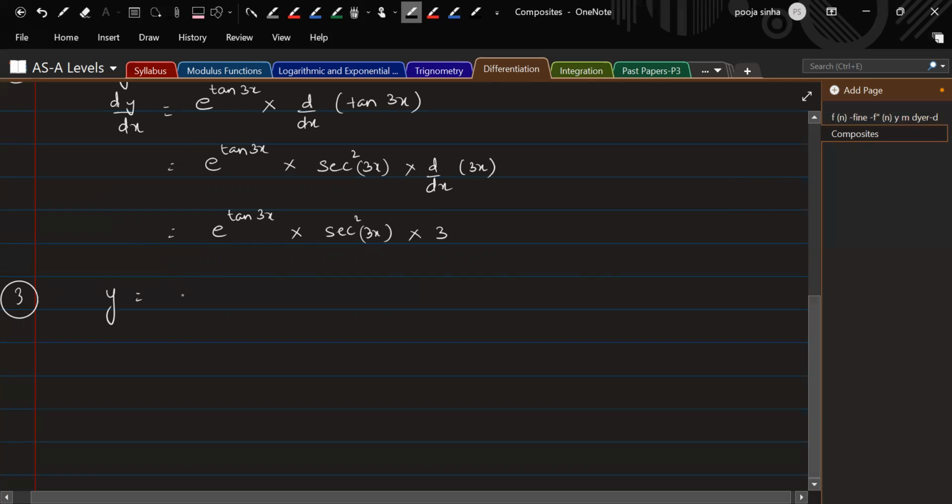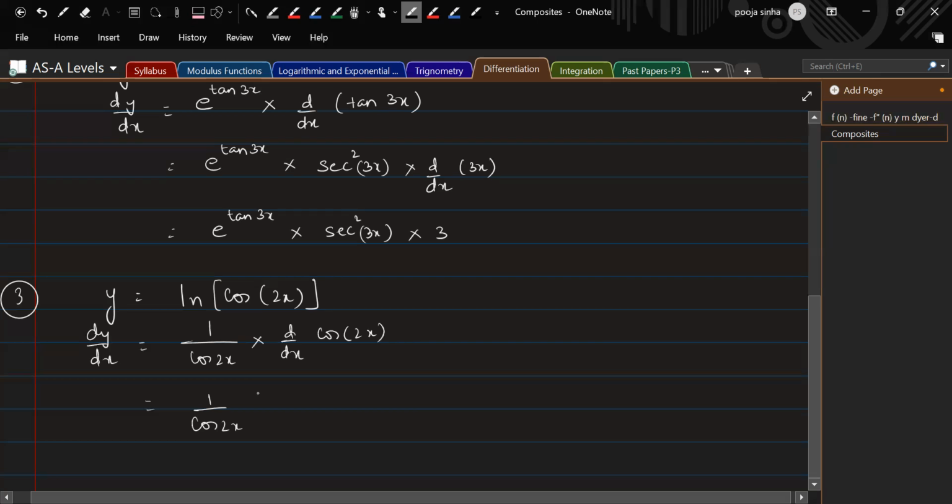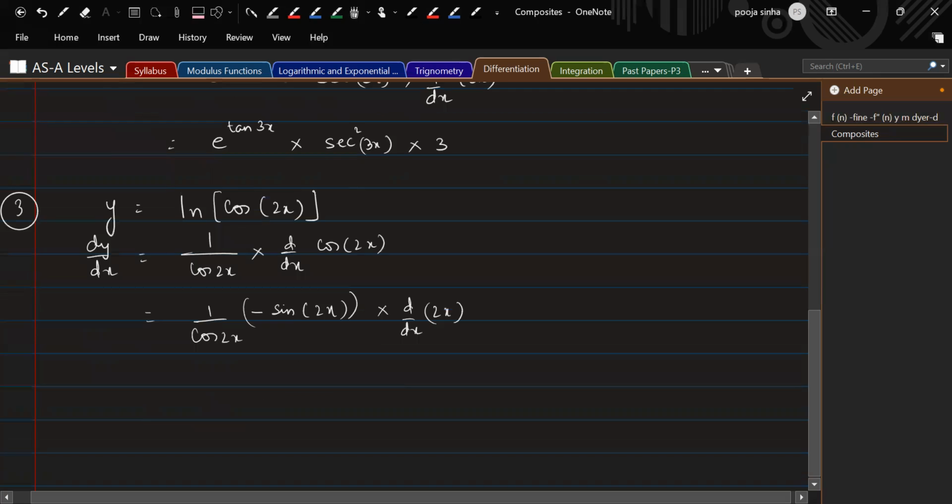y is equal to ln cos 2x. ठीक है? तो सबसे मेन फंक्शन क्या है हमारा? ln. ln को डिफरेंशिएट करते थे तो 1 upon cos 2x मिलता था. अब क्या करेंगे? मल्टीप्लाइड बाय d by dx of cos 2x, which is minus sin 2x. अब क्या करेंगे? इसके बाद into 2, डिफरेंशिएट d by dx of 2x. So that becomes 2.